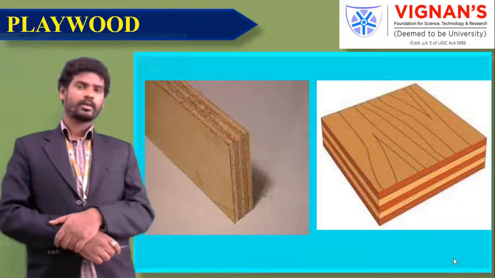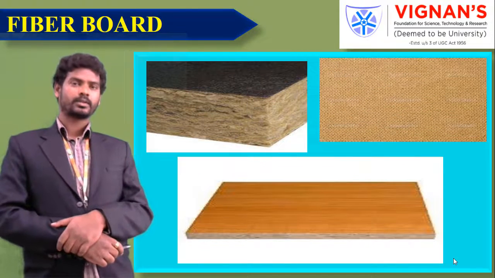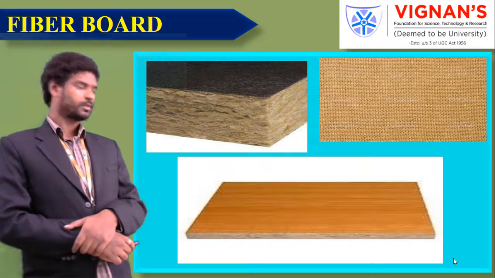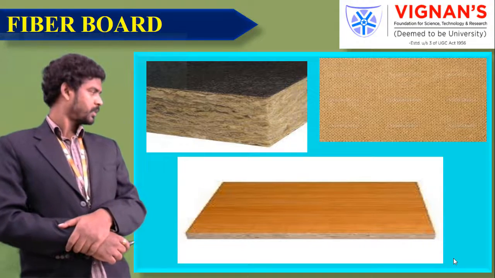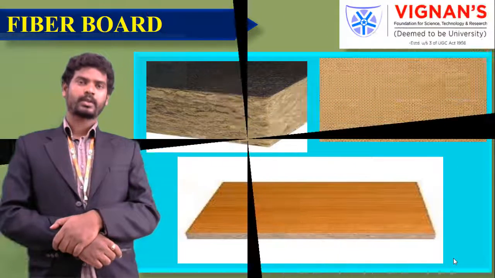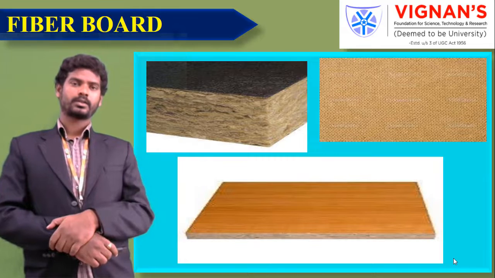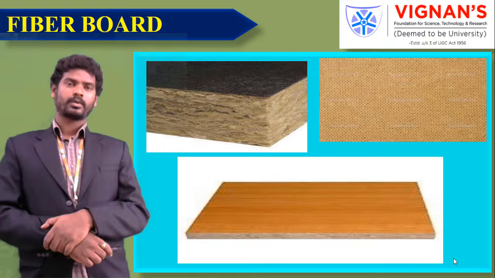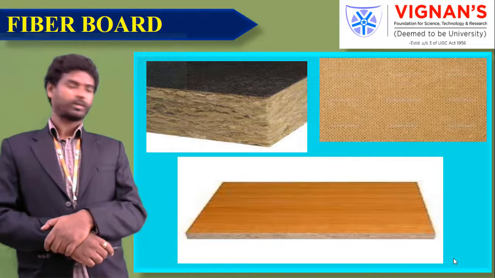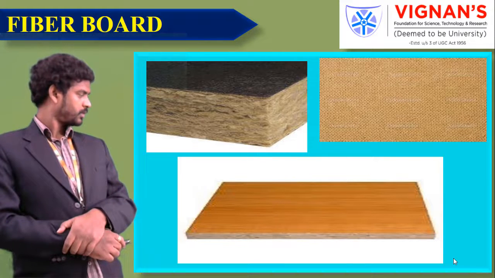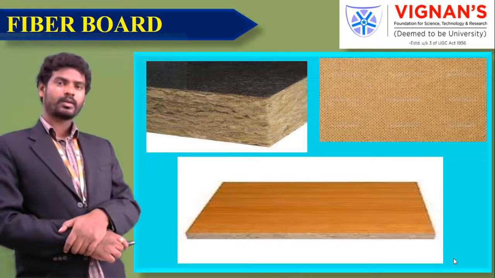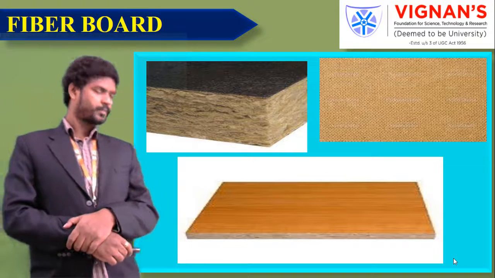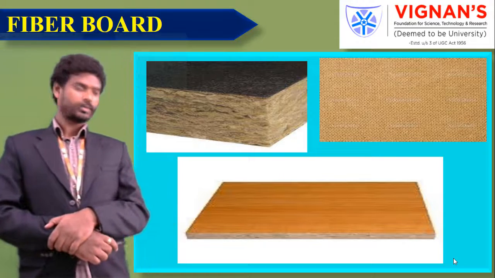In the next slide, fiberboard. Fiberboard is prepared from agricultural waste material. The material is made into pulp. The pulp will be dried and pressed into different shapes depending upon the requirements. In that way the fiberboards will be prepared.